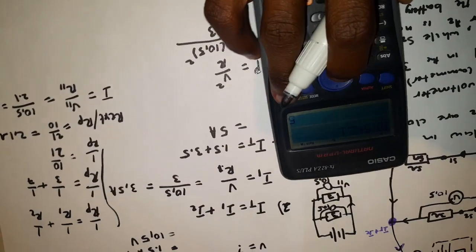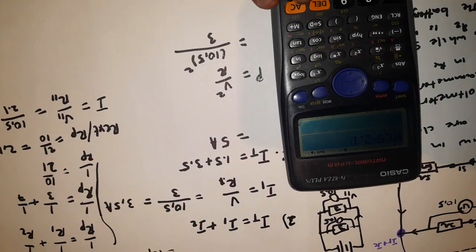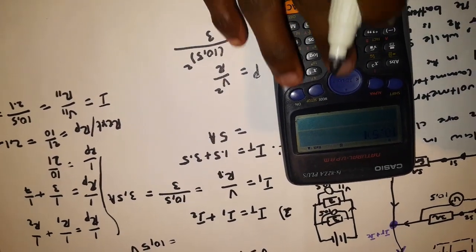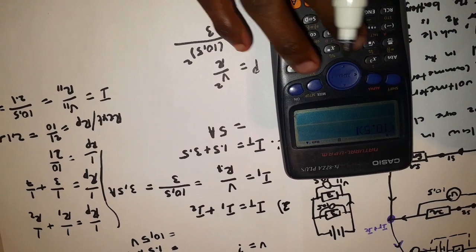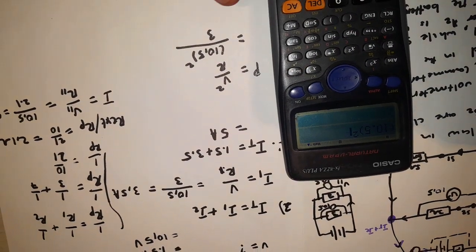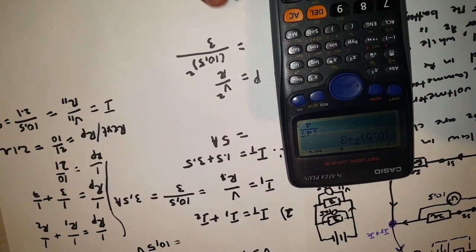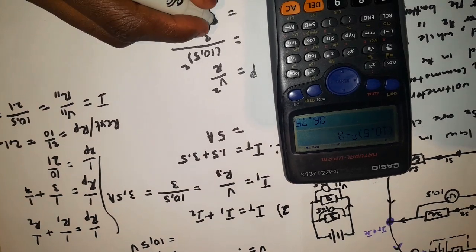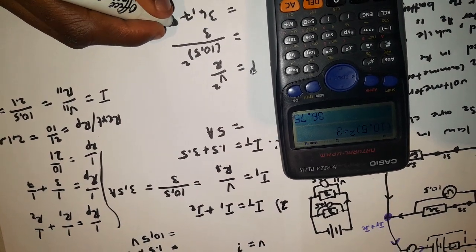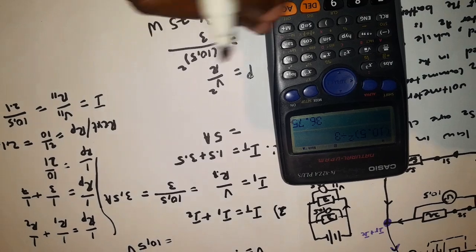Divided by 3 is going to give us 36.75 watts.